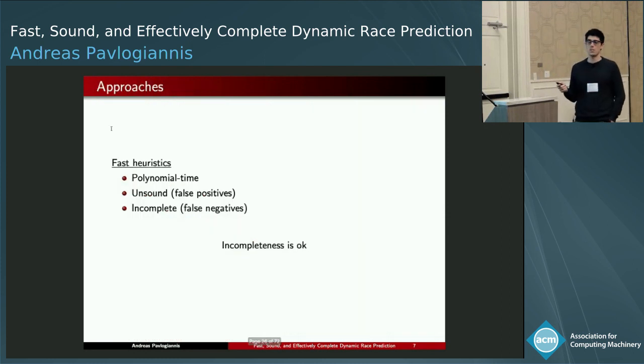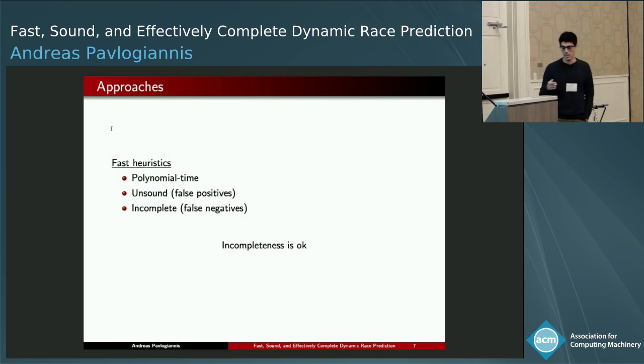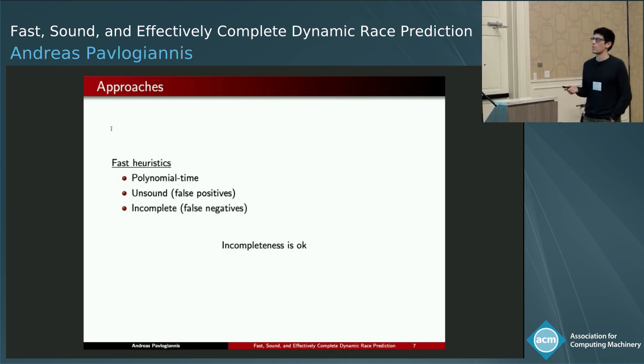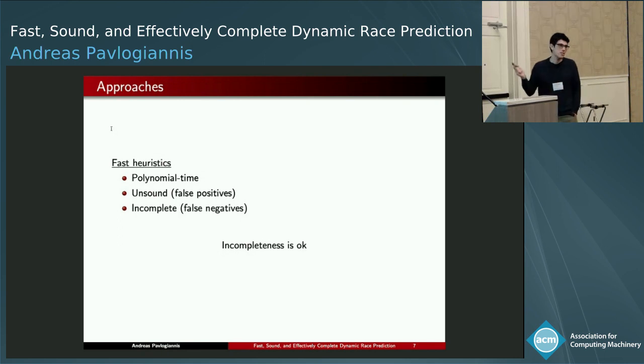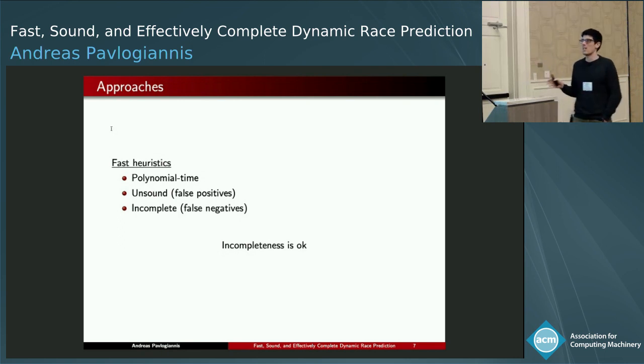Most of the existing literature focuses on fast heuristics. So the idea is that you develop polynomial time algorithms which typically have one-sided errors. So they're either unsound, so they might report a data race when there is none, or they're incomplete, meaning that they might miss some races. Right now, since we're in a testing loop, incompleteness is typically OK, because you still stand some chances of discovering your data race in a future iteration. So really, most of the techniques are polynomial time sound techniques that are incomplete. So they might miss a few races, and in fact, they typically miss even simpler races.